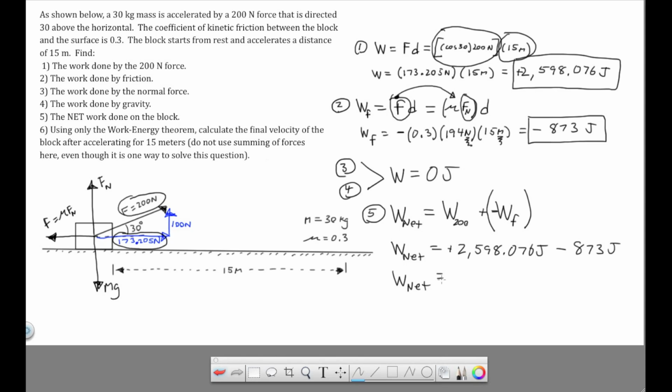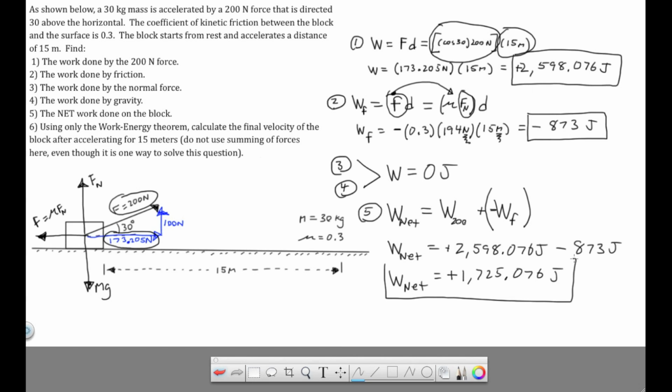So the net total work done is positive 1,725.076. That's the total work done. Now, the fact that our net work came out positive tells us that the block is speeding up. The total work done is in the direction of motion, so there's going to be an acceleration in the direction of motion. Okay, then the last question.